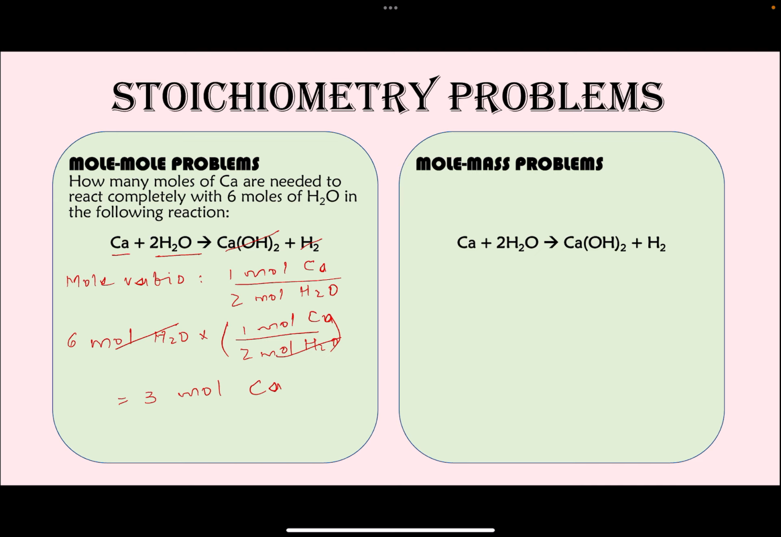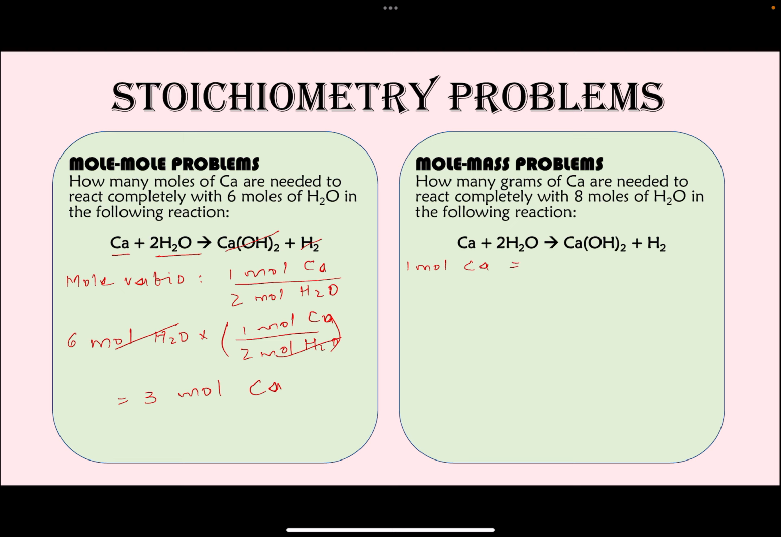Okay, and then sometimes we can also be given the moles, and we'll be asked to convert that to mass, or we'll be given the mass and we'll be asked to convert that to moles. So in this case, we have the same equation again, and they are asking how many grams of calcium are needed to react completely with 8 moles of water. So once again, we want to figure out the mole ratio first. We know that 1 mole of calcium is equal to 2 moles of water. And we are not dealing with calcium hydroxide or hydrogen in this case, so we are just ignoring them.